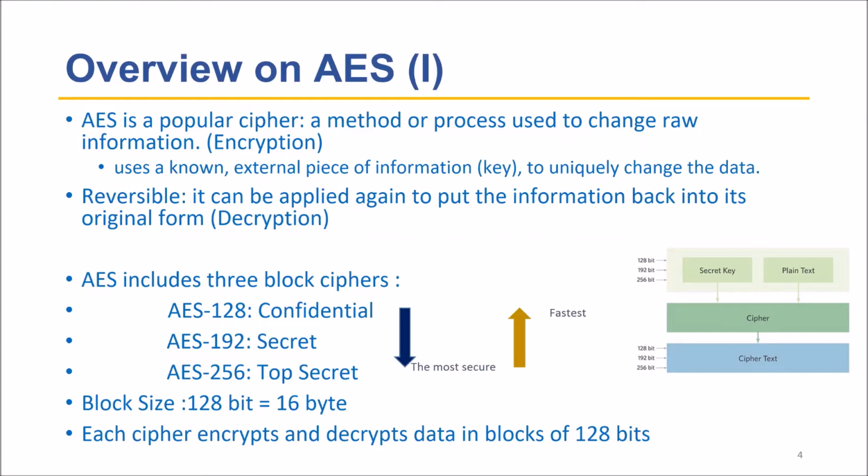AES includes 3 block ciphers: AES-128, it is confidential; AES-192, it is secret; and AES-256, it is top secret. In fact, the most secure one is AES-256, and AES-128 is the fastest one. The block size in AES, for example, if it is 128 bits, it means 16 bytes. And each cipher encrypts and decrypts data in blocks of 128.